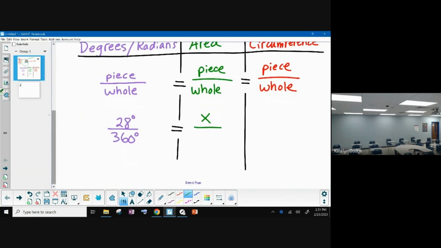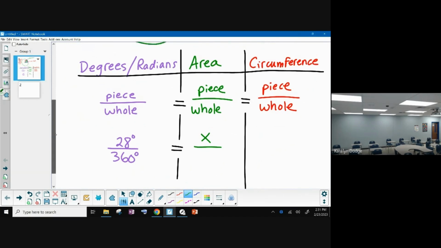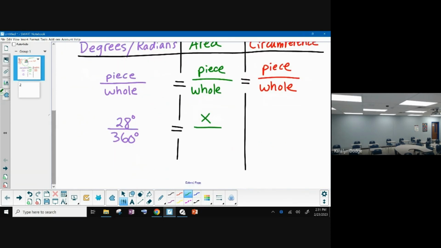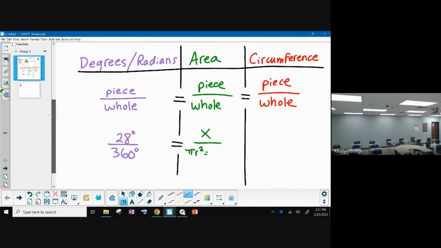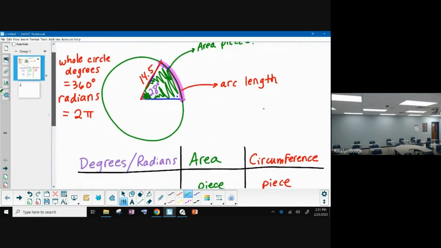Well, for the whole, I look at my category. My category is area. So it wouldn't make sense to plug in 360 degrees again, because that was in a whole other category of my actual angle measurement. This time I want to find the whole area. The whole area we know is pi r squared. So I go to my r value. I notice that my radius is equal to 14.5.